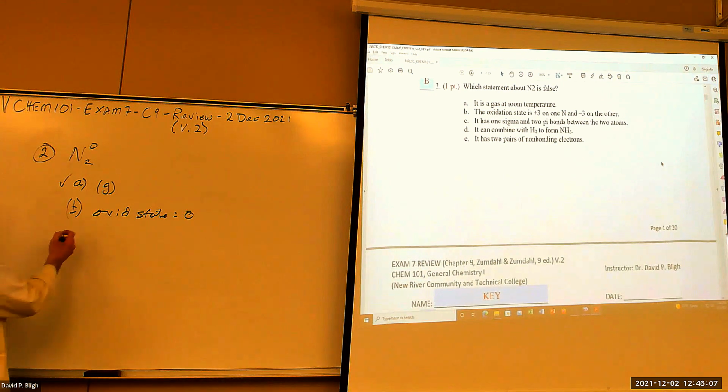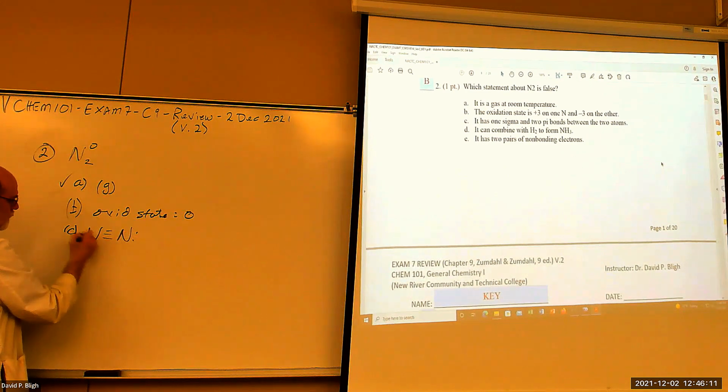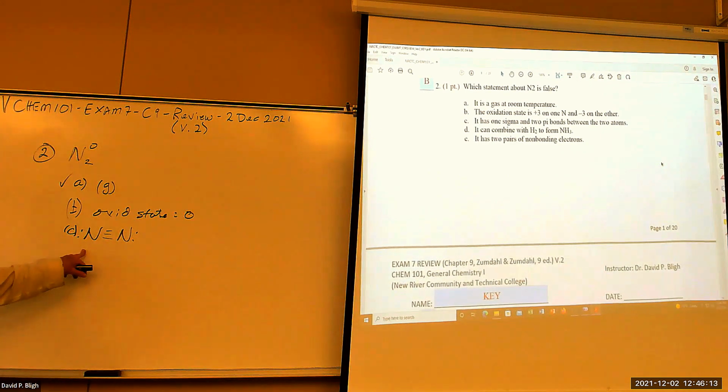If we went ahead, we know the Lewis dot structure for nitrogen is like that. So that's 1 sigma right here. You can only have 1 sigma. You can have 1 or 2 pi's. That's a pi bond, that's a pi bond. This is a sigma. So C is correct: 1 sigma and 2 pi bonds.